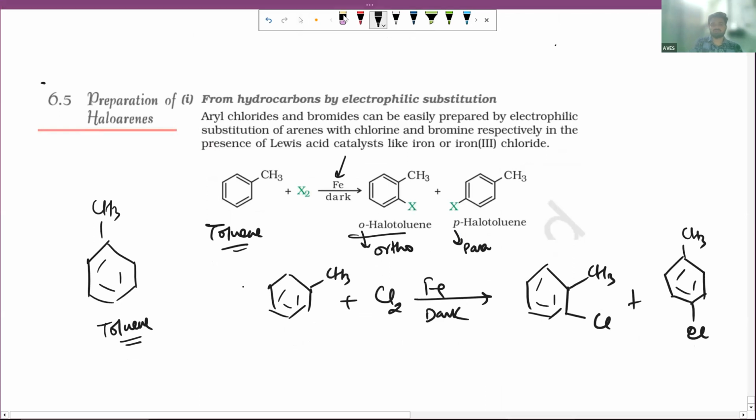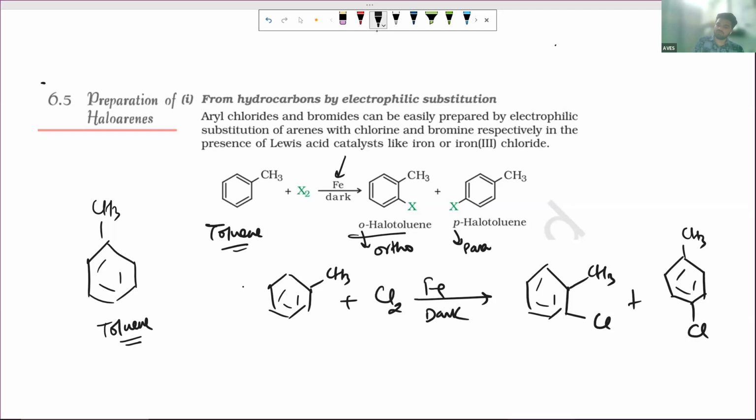The para compound will be the major product because of the symmetry, because you know that this is a repelling compound. So this will be the major and the ortho will be the minor product.